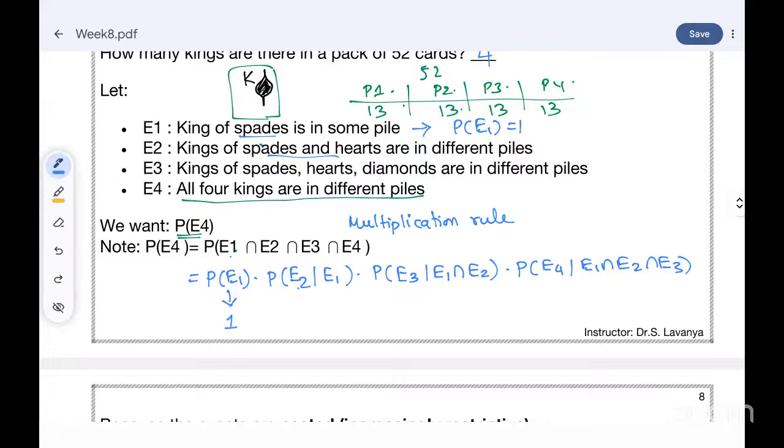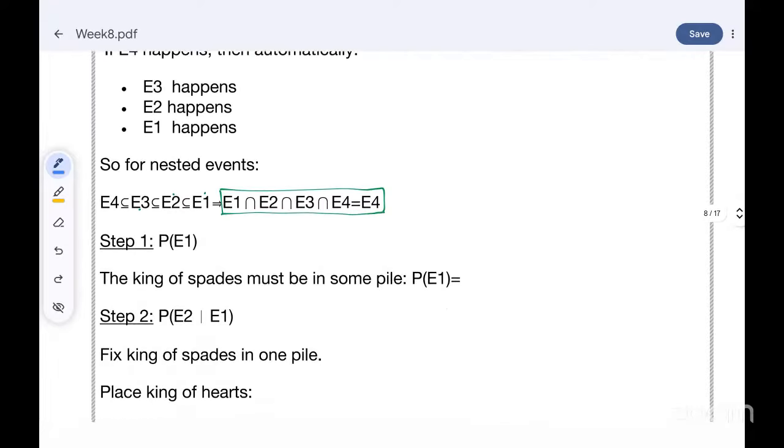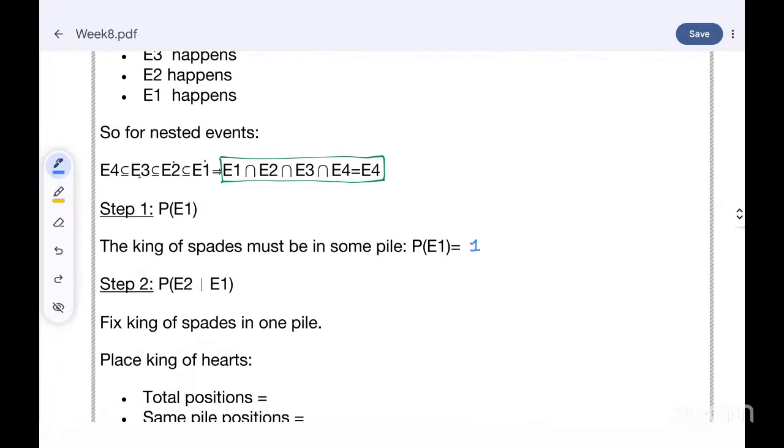So first we need to fix something, right? This one we saw is 1. Now we have to understand P of E2 given E1. So maybe we have to fix any one, either the spade or the heart. Suppose we are fixing the spade in one pile. So what is the total number of positions you have now for the next one? Already 1 is fixed. Possible positions for the next card. The other 3 piles, madam.